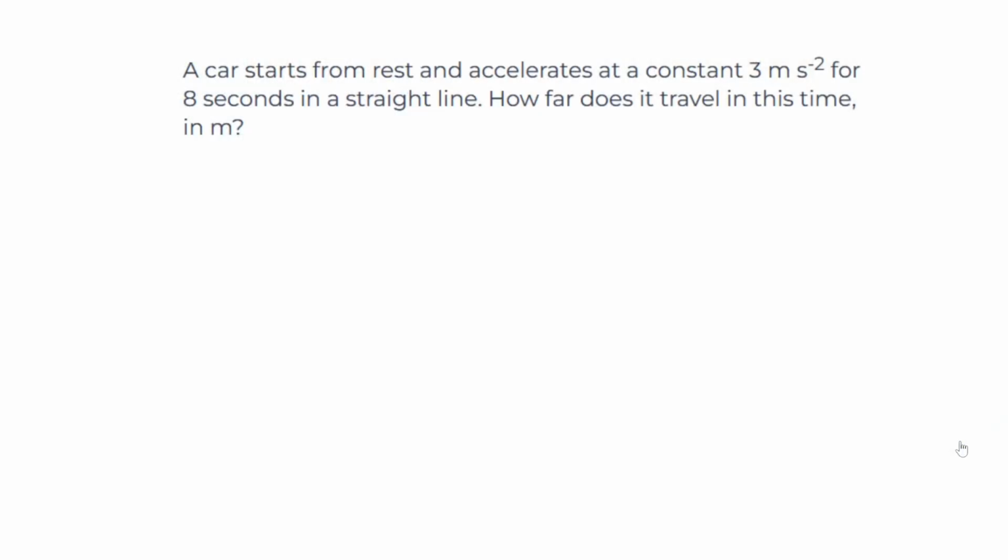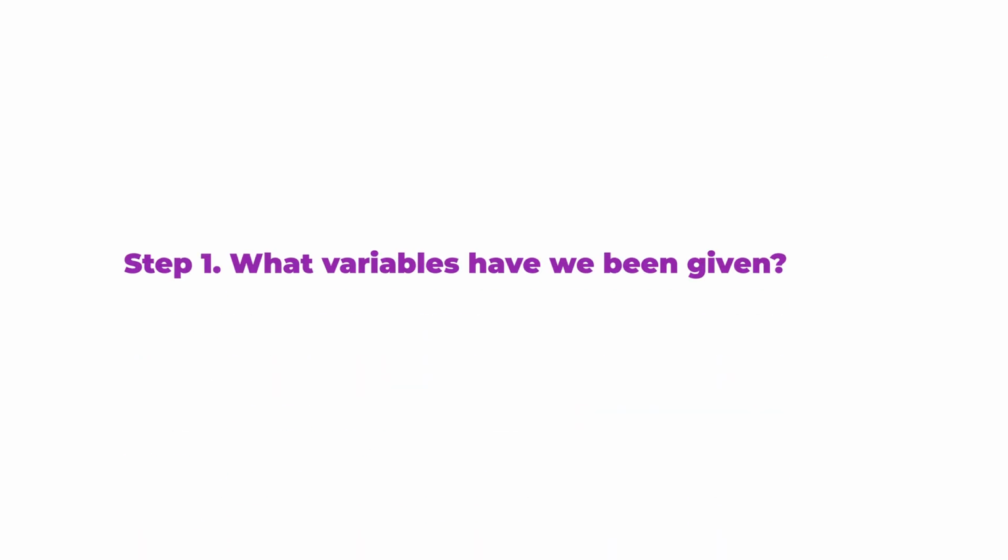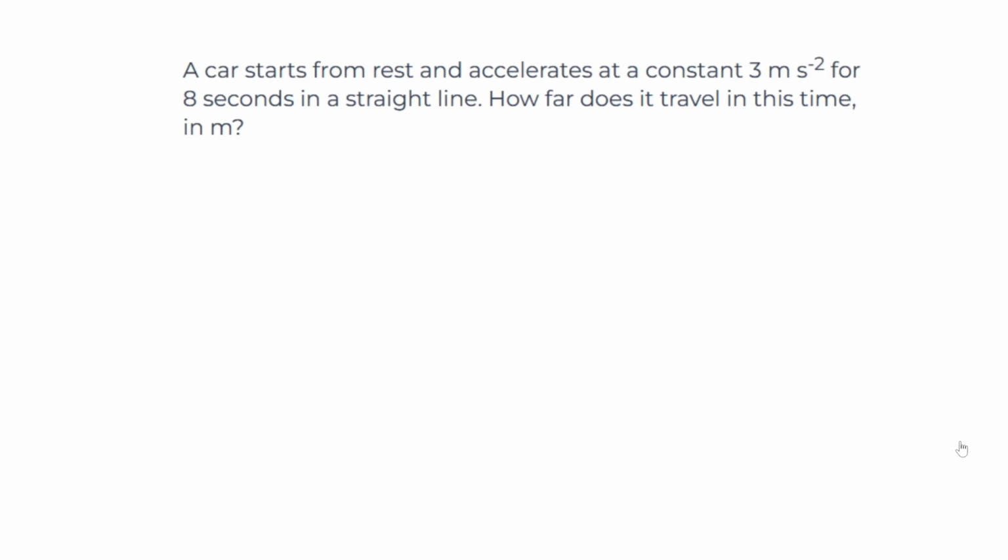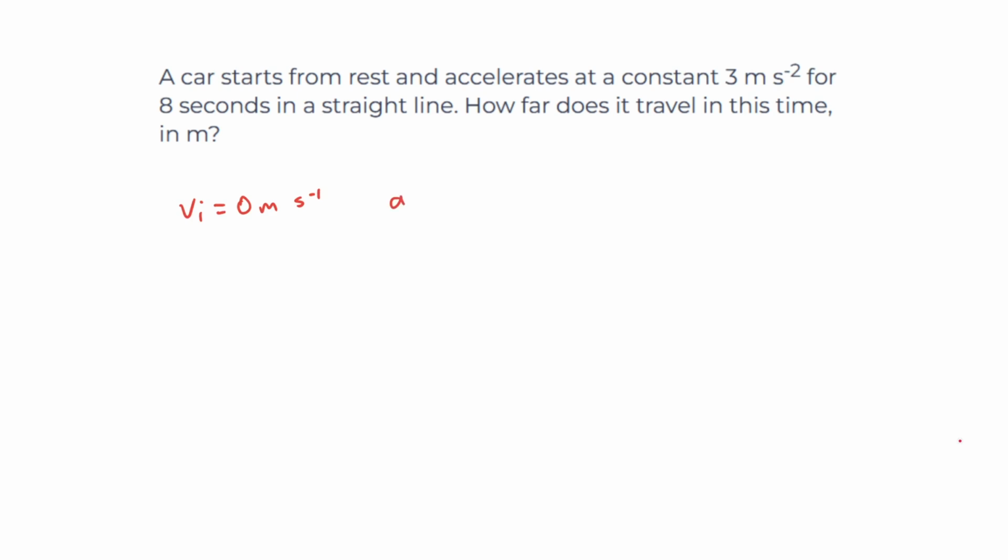Question 12. A car starts from rest and accelerates at a constant 3 meters per second squared for 8 seconds in a straight line. How far does it travel in this time, in meters? Step 1. What variables have we been given? Initial velocity Vi is equal to 0 meters per second. Acceleration, or a, equals 3 meters per second squared. And time t equals 8 seconds.